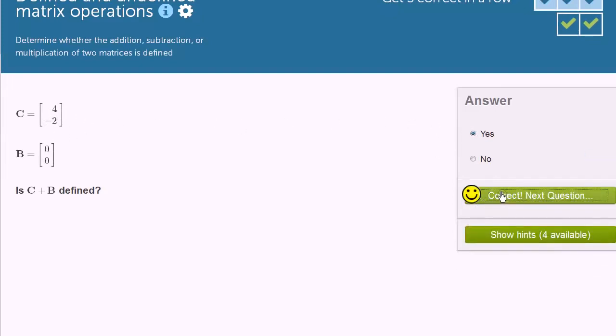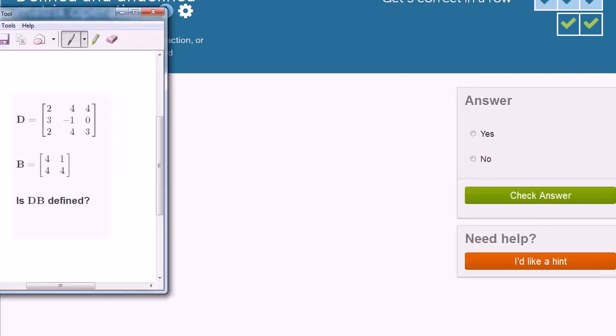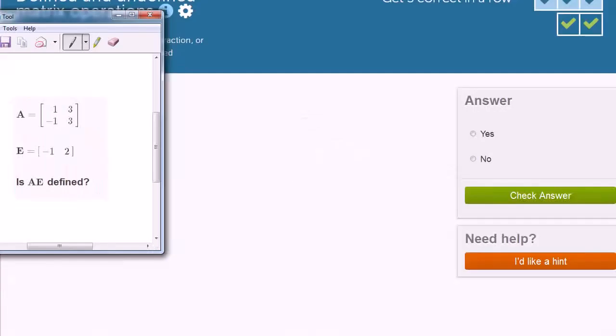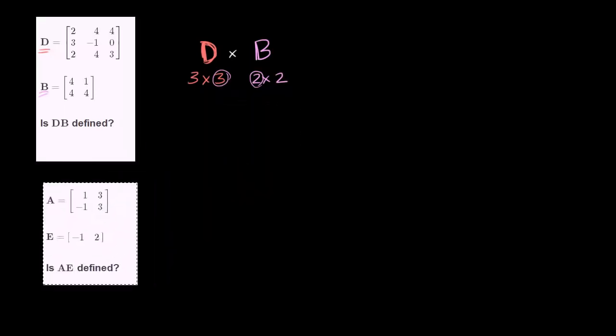Let's do one more. So once again, they're asking us, is the product A times E defined? So here you have a 2 by 2 matrix. Let me copy and paste this just so we can make sure that we know what we're talking about. So get my scratch pad out. So this top matrix right over here, matrix A, is a 2 by 2 matrix, and we're going to multiply it times matrix E, which has 1 row and 2 columns.